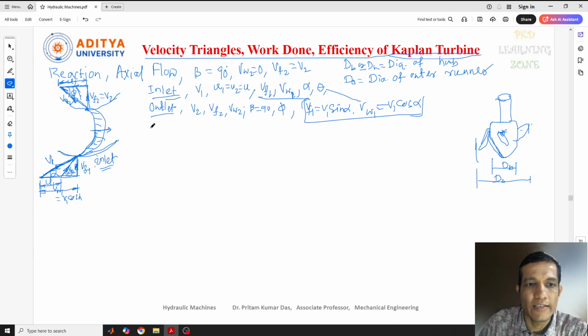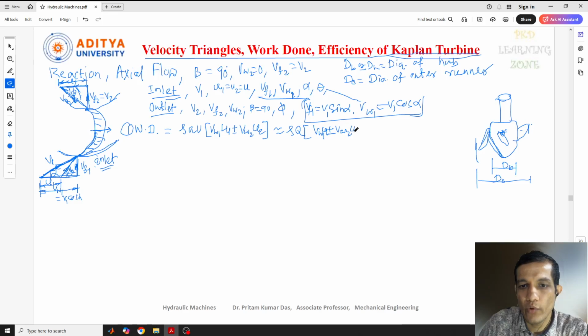In the work done, similar to how we calculated for the reaction turbine, we can write the work done here. The formula is what we got for the Francis turbine also, where you will see the derivations. We get rho AV, and the value will be VW1 U1 plus or minus VW2 U2. This was the equation. In terms of discharge, we can also write rho Q, and this will be VW1 U1 plus or minus VW2 U2.